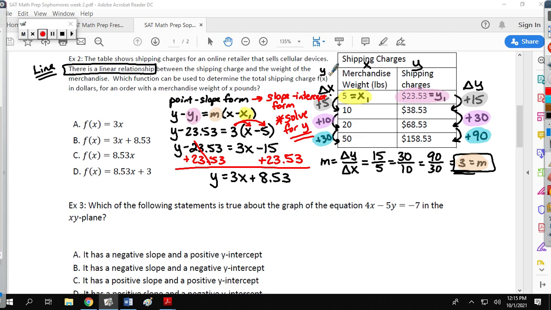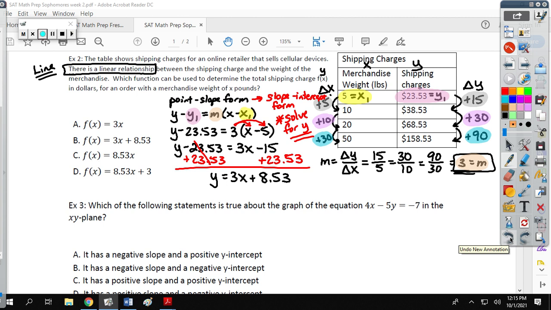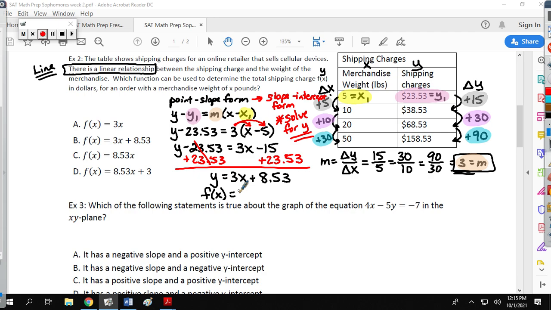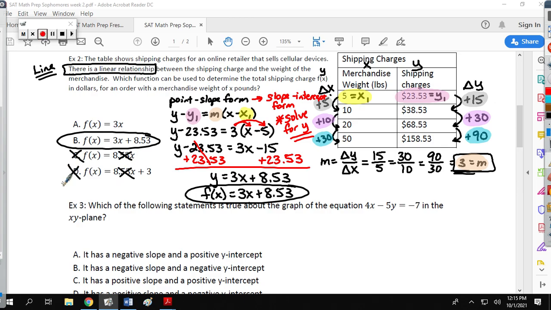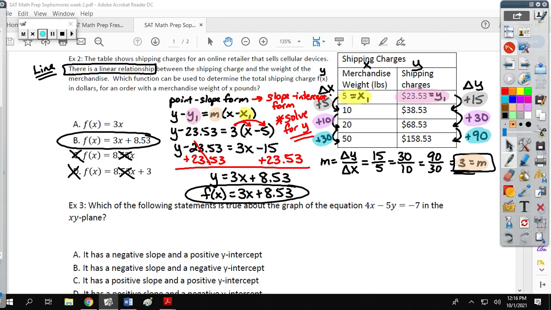Now remember that y and f of x, those are the same thing. So when we look at our answers and we see f of x, in our head we should have already replaced the y with f of x, which means that the correct answer is 3x plus 8.53, which is B. As soon as we had the slope, we could have gone over here and said that answer and that answer are not correct and gotten ourselves down to just those two options in the beginning. This is a test-taking strategy tip.